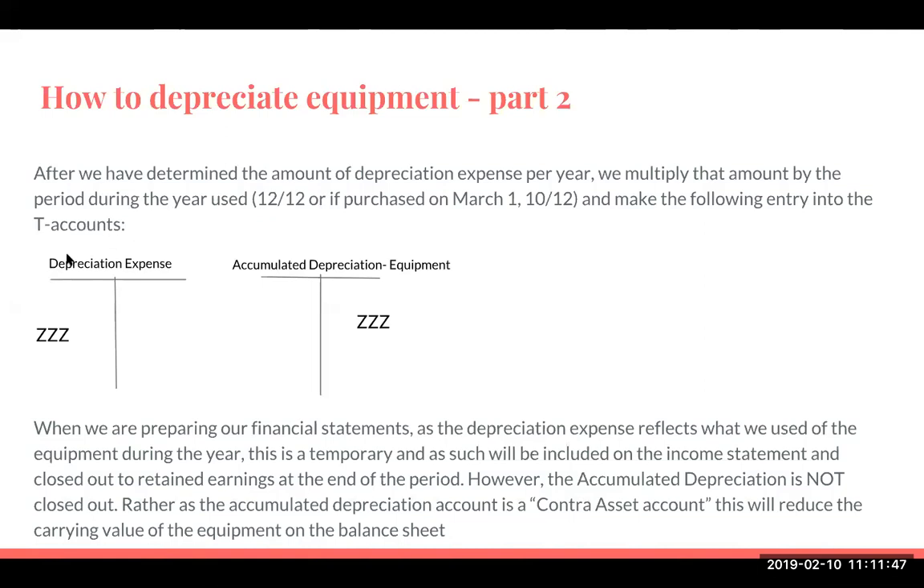Remember that we have DEAD CLIC, debits for expenses. We're debiting the expense. So this is going to go onto the income statement as an expense, and then it's ultimately going to be closed out to retained earnings.